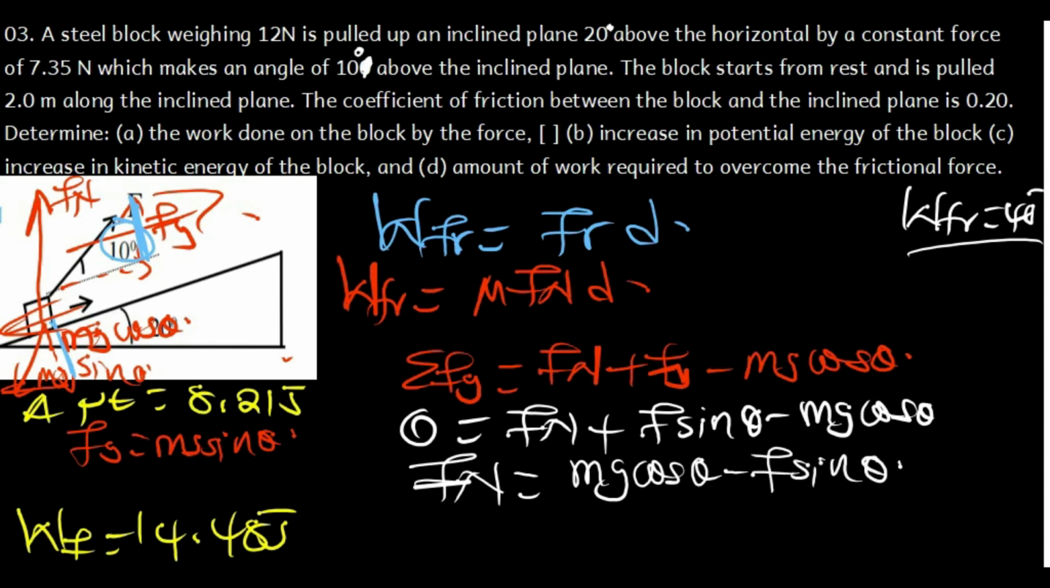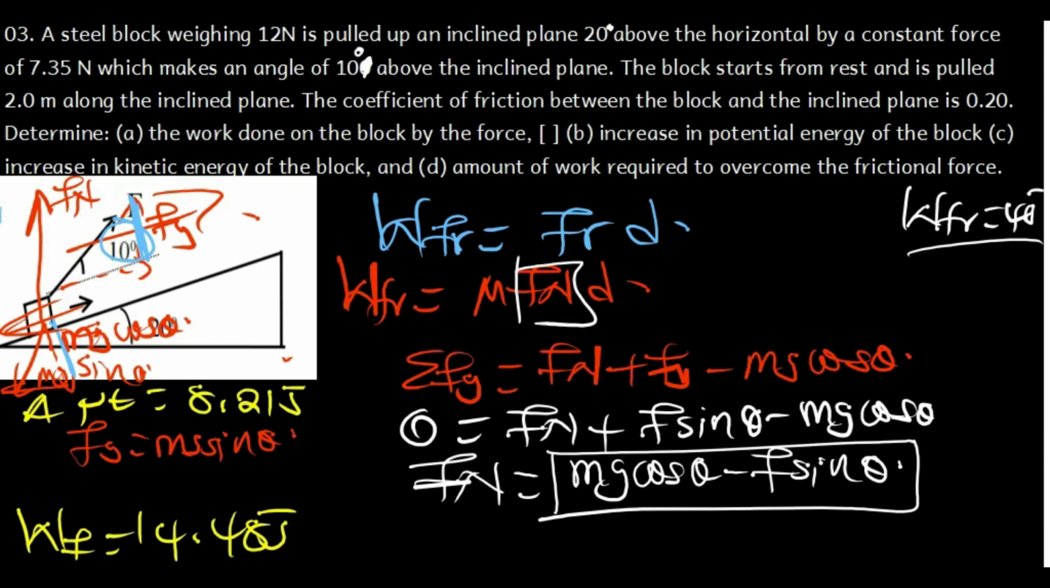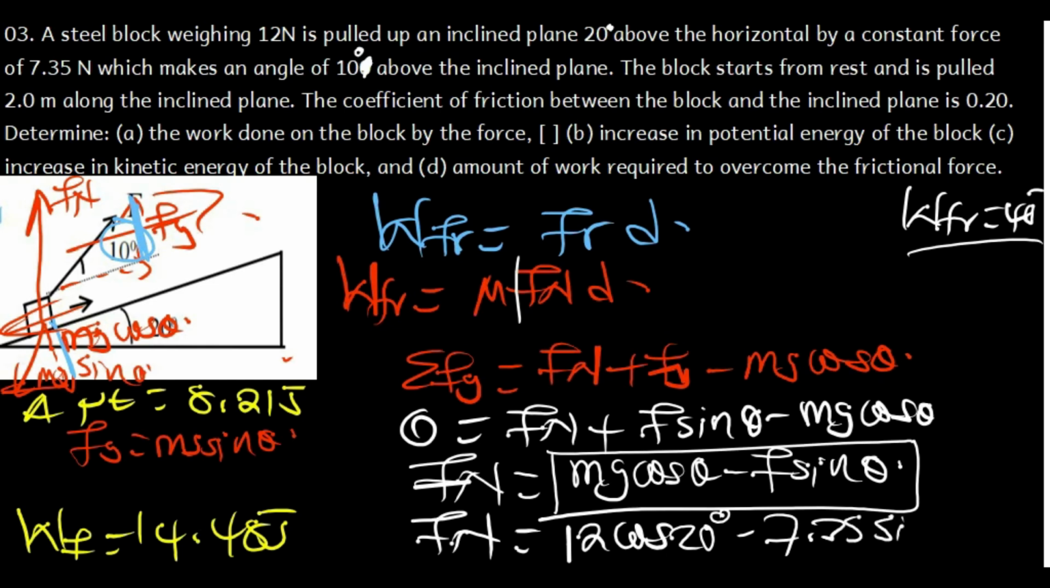Okay, now if we want, we can plug in everything here, or you can just find the value directly. So the normal force is going to be mg, which is 12, times cos 20, minus the force, which is 7.35, times sine 10. If you use a calculator there, we're going to have 9.999, which is basically 10. So the normal force is 10 newtons.